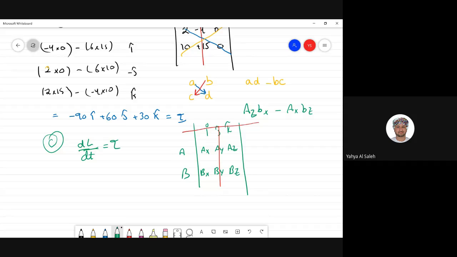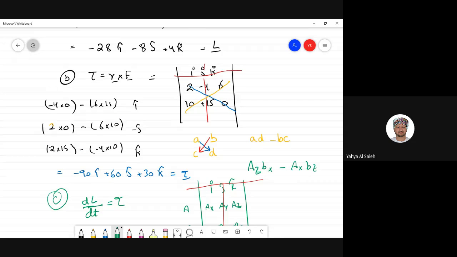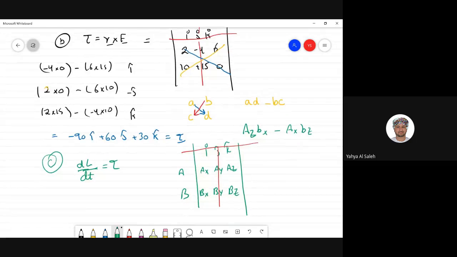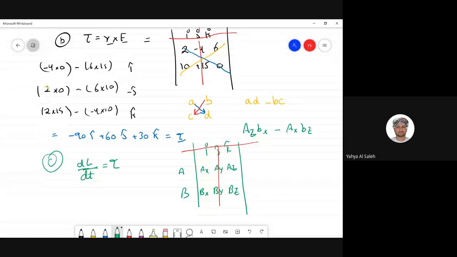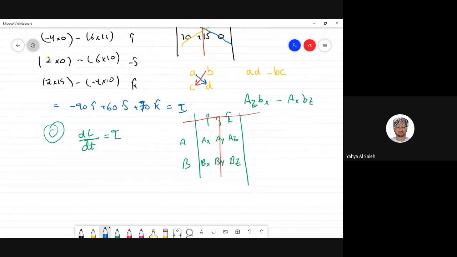A second, did I make a mistake somewhere? Yes, I made a mistake. This should be 70. And they're changing what is, part C is asking you, what is the time rate change of angular momentum?